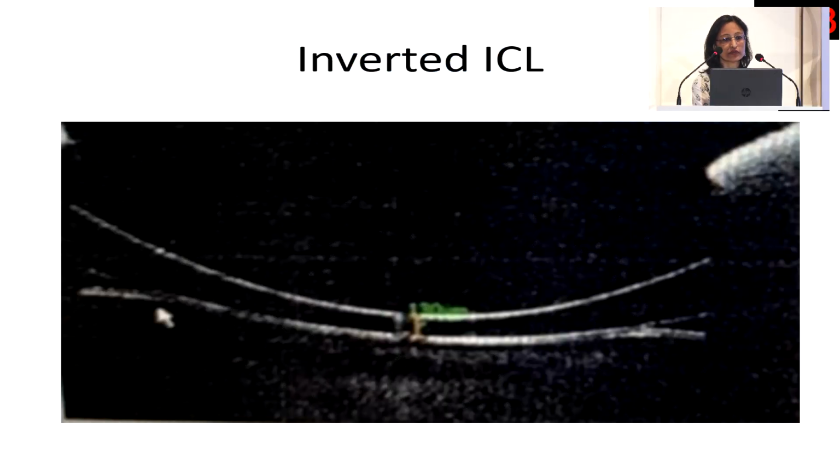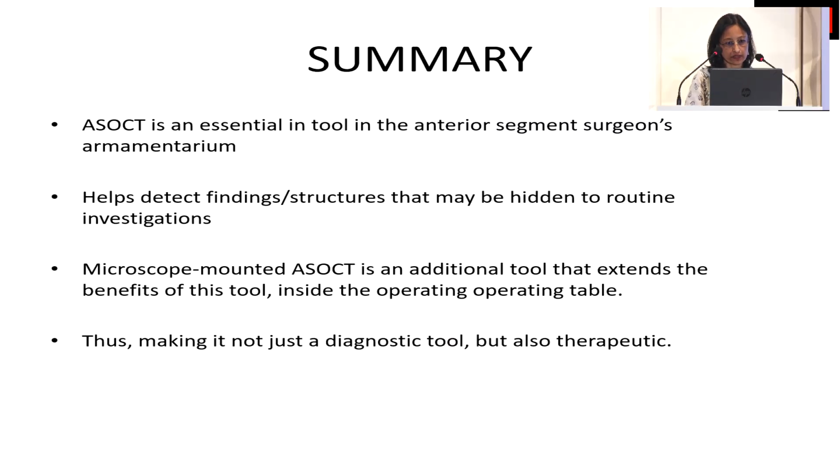This was a case where the surgeon realized on day 1 that the ICL was upside down. This is very clearly visible on AIOS2025, and we had to take the patient to the OT, explant the ICL and re-implant the same ICL. So to summarize, AIOS2025 is an essential tool not only in diagnosing but in managing anterior segment cases. It helps detect findings and structures that may be hidden in routine investigations. And microscope-mounted AIOS2025 is an additional tool to maximize the surgical outcome in certain cases, as shown in the presentation. Thank you so much.